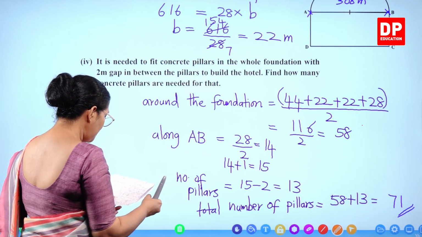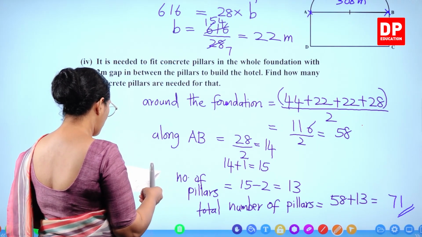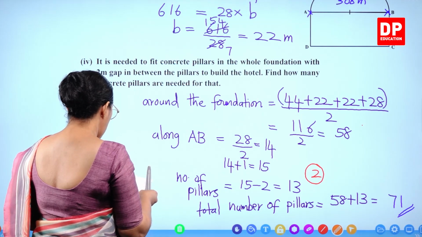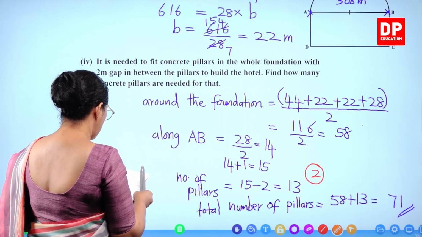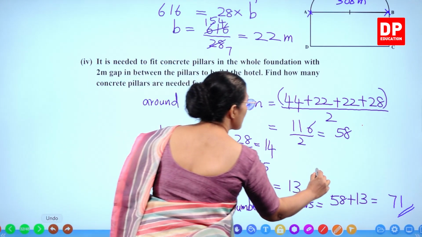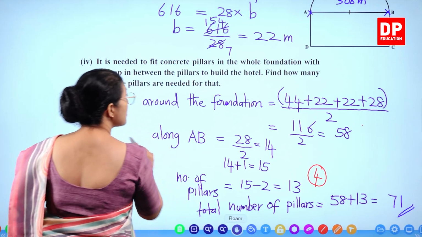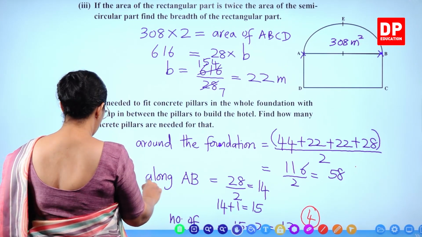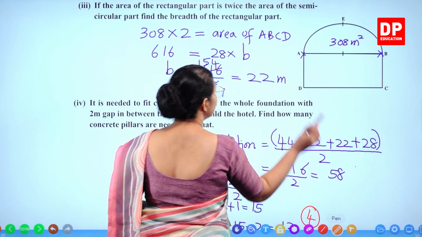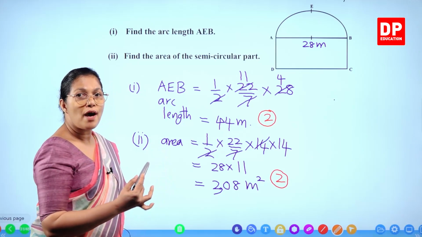Let's see. So we can give 2 marks for finding total number of pillars around the foundation. That's 71. And 4 marks we can give for that. 4 marks for that. And previous part we can give 2 marks. 22. So 4, 2, 6, and we gave 10 marks for that question.